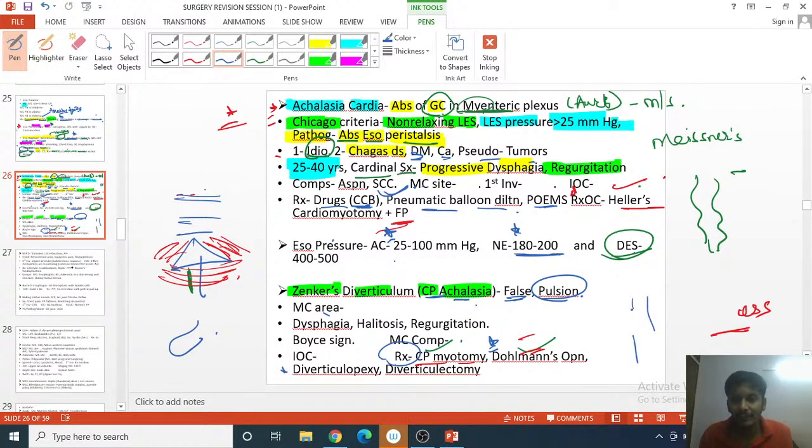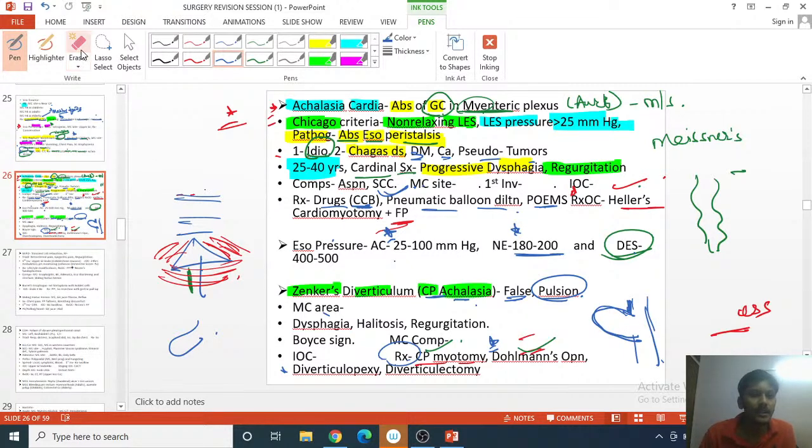Diverticulopexy का मतलब क्या होता है? Pexy मतलब fixing, याद रख लेना. Okay, pexy मतलब fixing. So ये जो तुम्हारा diverticula है, इसको बस ऊपर तुम टांग दोगे ऐसे. So okay, so please remember. You just suspend it from the above. Okay, so no food items are actually collected, no halitosis, no regurgitation, no dysphagia. ठीक है, so you just suspend it from the above, that is known as diverticulopexy.